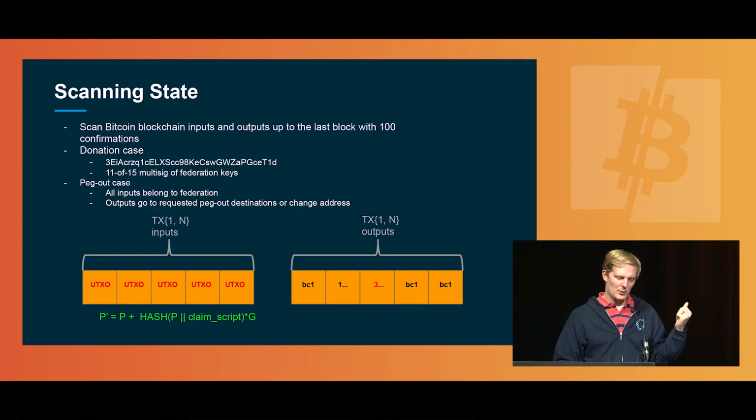So this could be in the past somewhere in the Bitcoin blockchain, could be in the mempool, could be elsewhere, or in shallow blocks. And the change address, so basically every output must either be a change address, the highlighted 3, or some other destination that was requested as a burn on the sidechain.